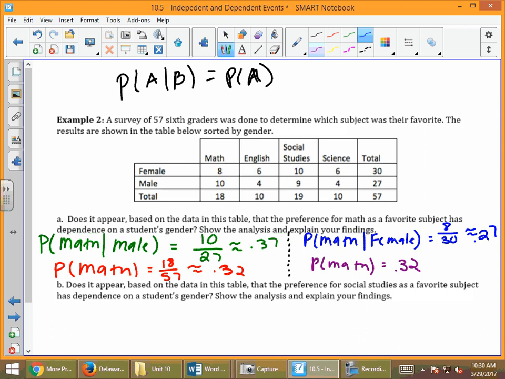Okay? Is this accurate? This is just hypothetical. I like math. Yeah, and I like science.